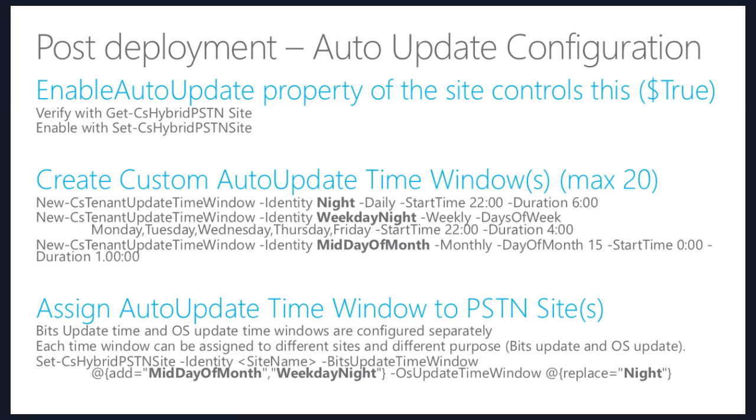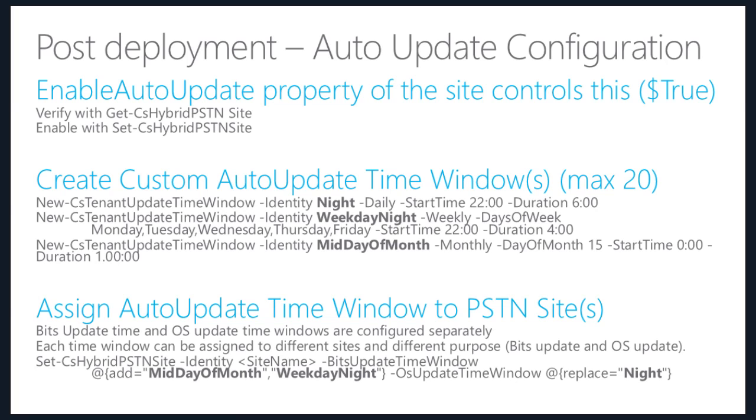Once I've created these time windows, and you can have up to 20 time windows that you create, you'll then take these time windows and assign them to your PSTN site or sites if you have more than one. There are two different time windows that you can assign. There's a bits update time window and an OS update time window. And each of them can be assigned to different sites with different purposes.